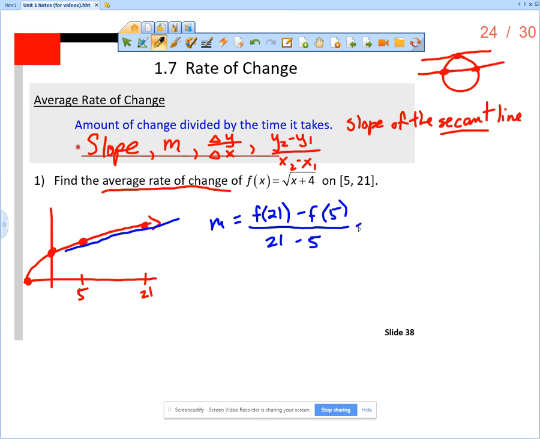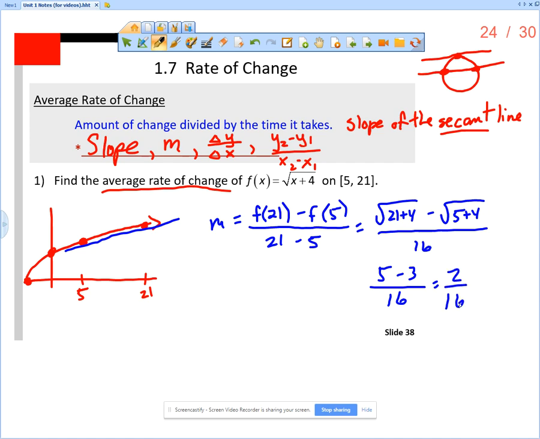All right, so f of 21, so of course, square root of 21 plus 4, minus the square root of 5 plus 4, all divided by 21 minus 5. All right, so 21 plus 4 is 25, square root of 25 is 5, minus 5 plus 4 is 9, square root of 9 is 3, over 16. So I get 5 minus 3, 2 over 16, which is 1/8.